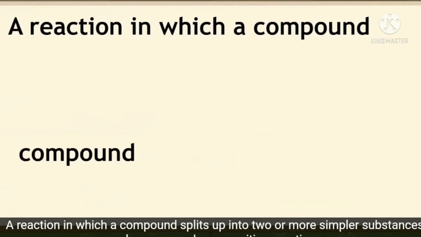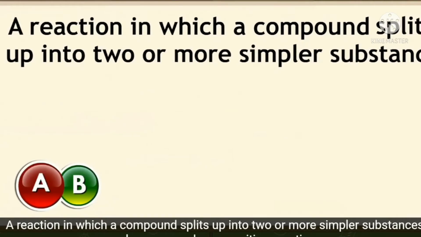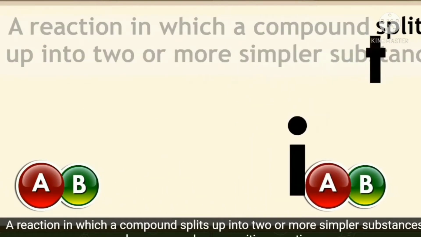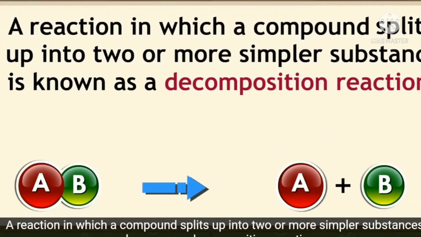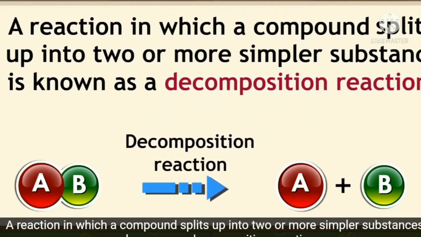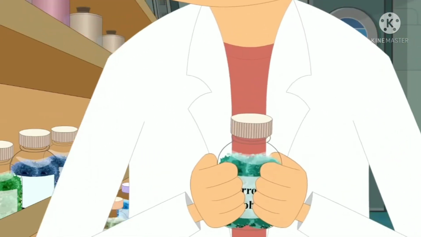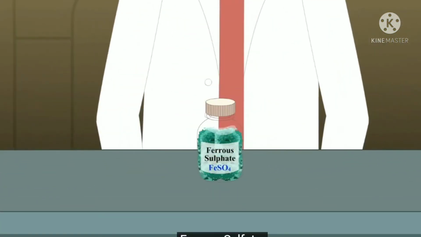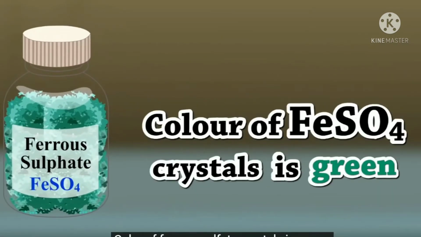See, first he is going to give you the definition of a decomposition reaction. A reaction in which a compound is split up into two or more simpler substances. See here how the substance breaks down into two or more simpler substances by heating a compound. So that is called a decomposition reaction. He is taking one compound. Let's take an example: ferrous sulfate. He took a ferrous sulfate compound. The color of ferrous sulfate crystal is green and the formula is FeSO4.